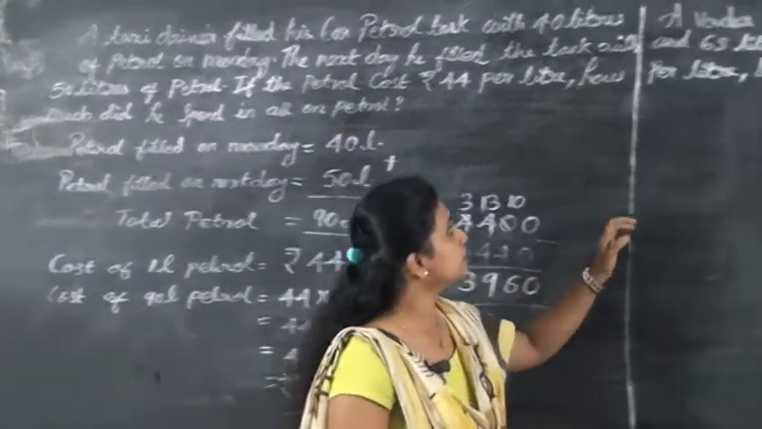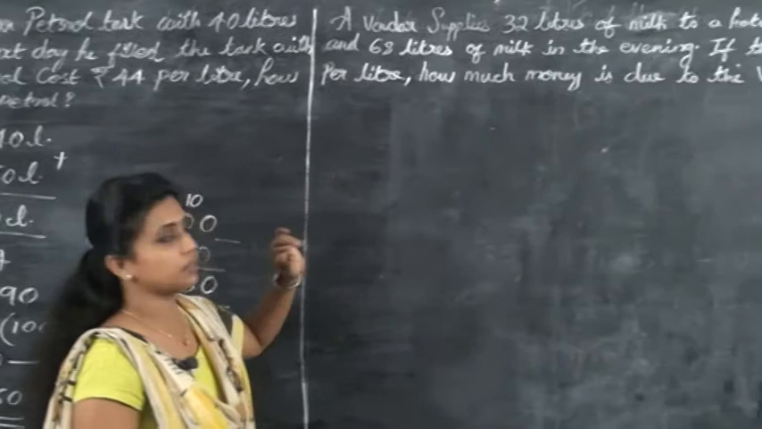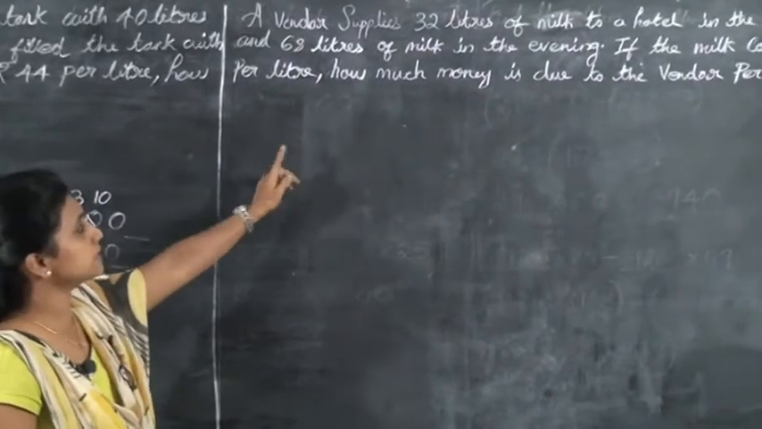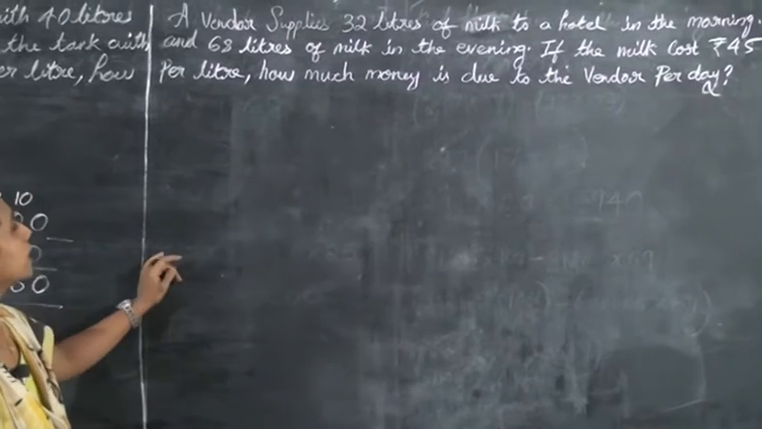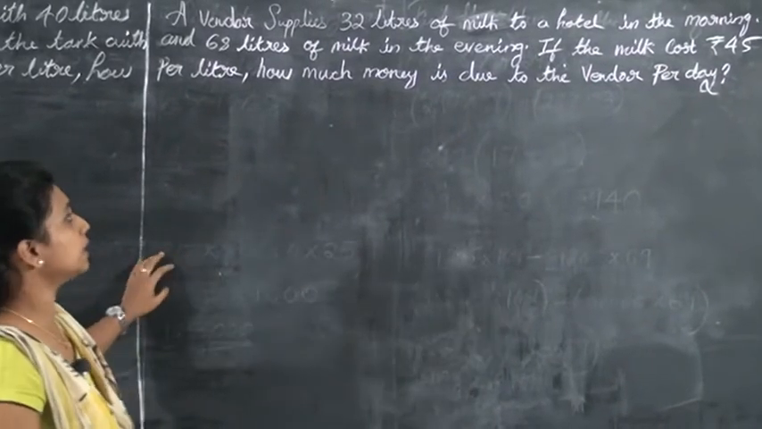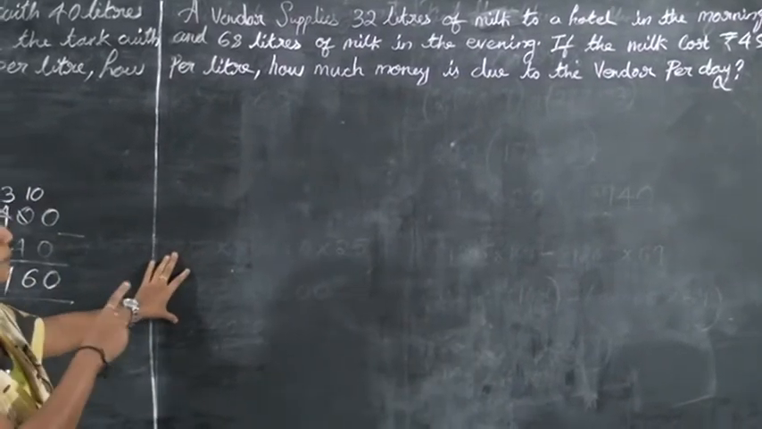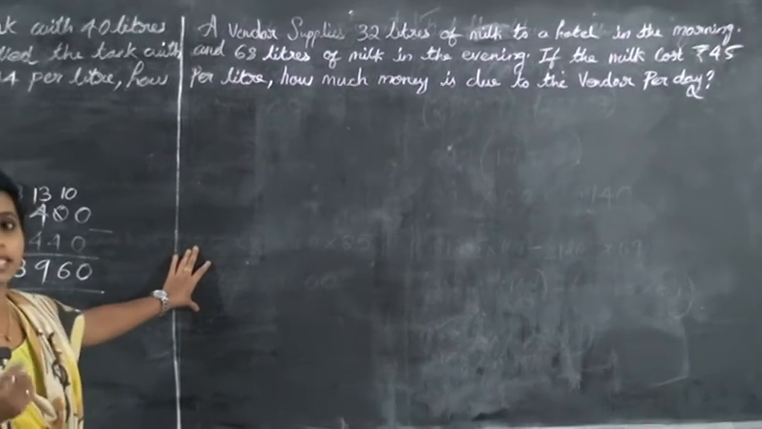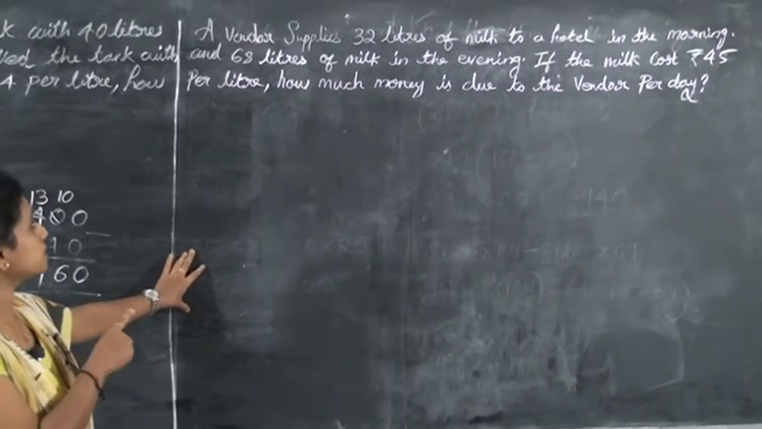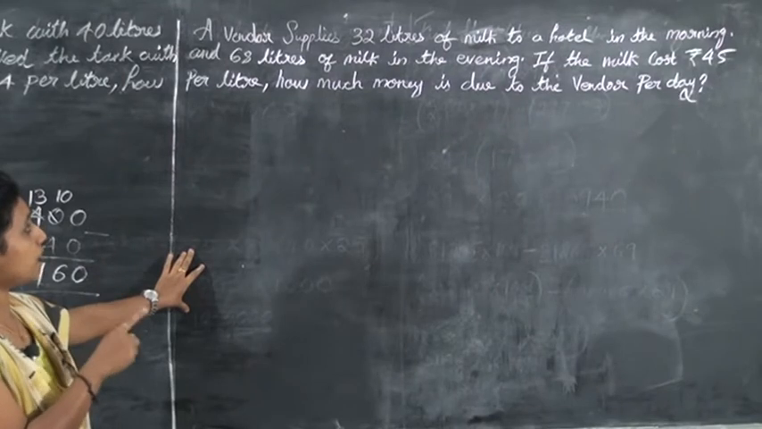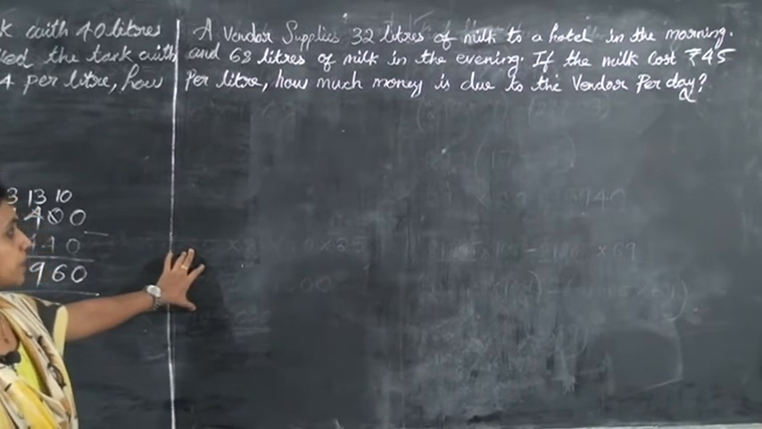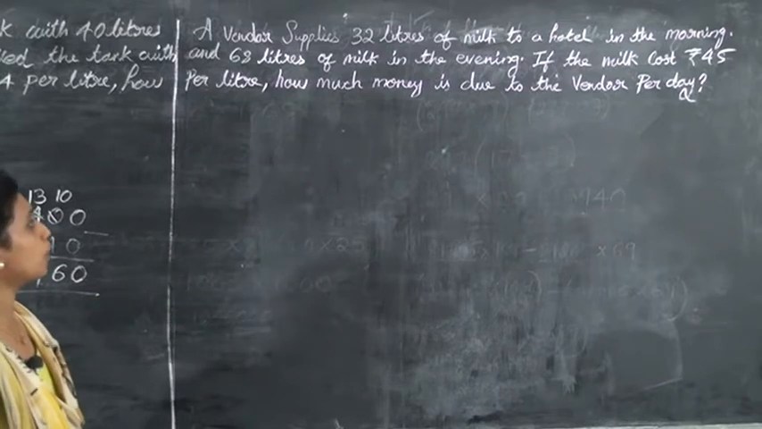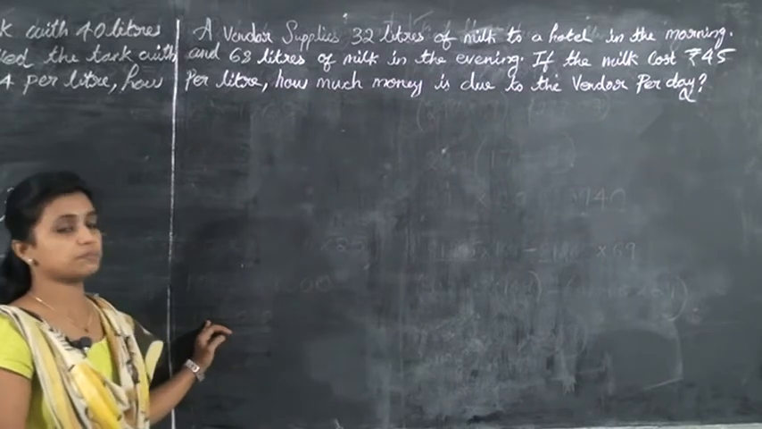Look here. A vendor supplies 32 liters of milk to a hotel in the morning and 68 liters of milk in the evening. If the milk costs rupees 45 per liter, how much money is due to the vendor per day?